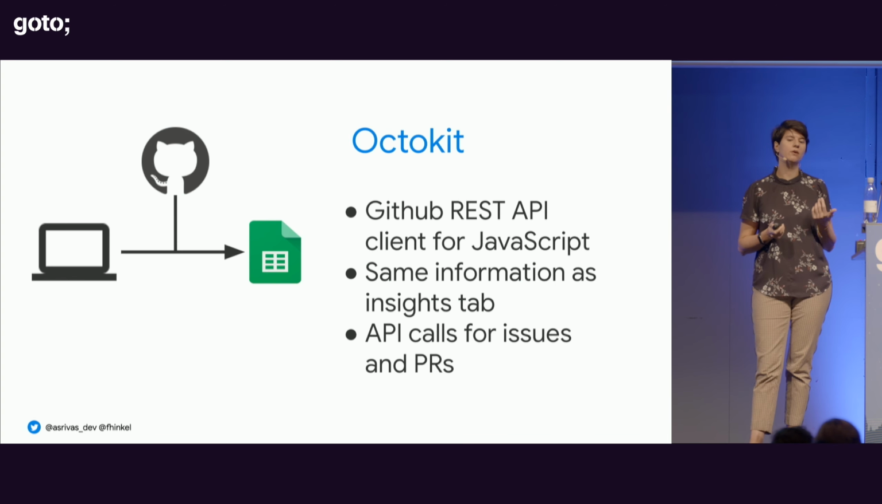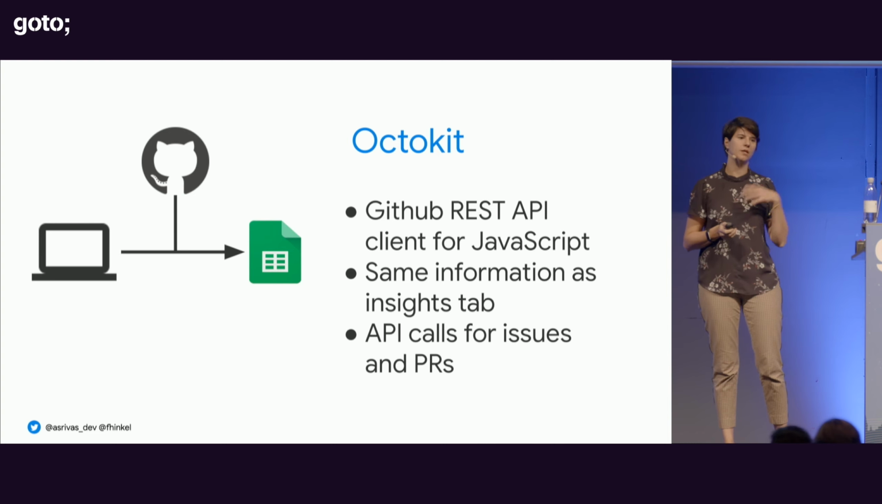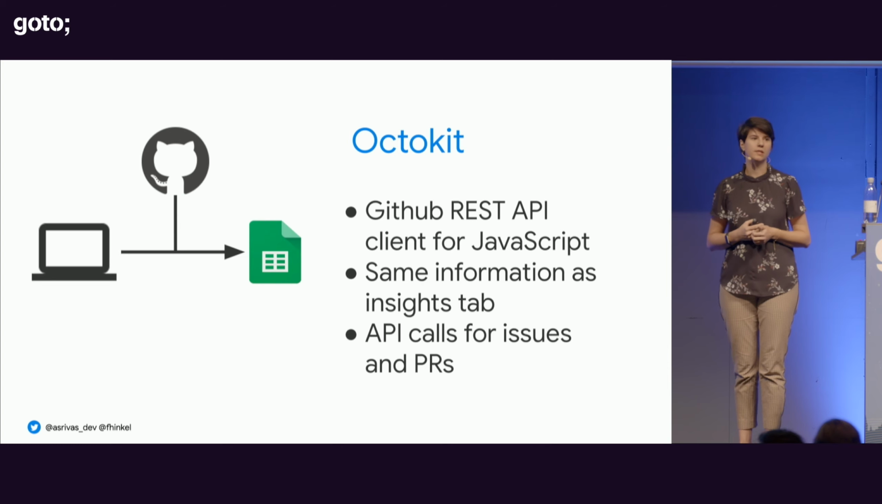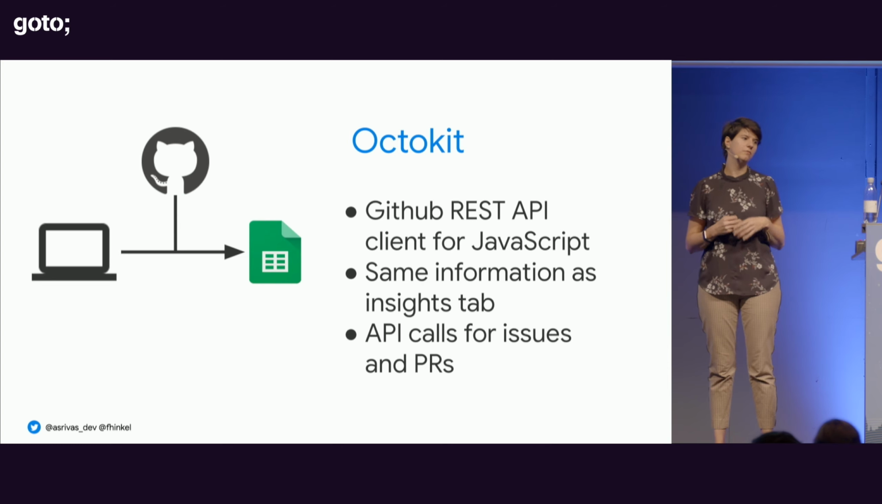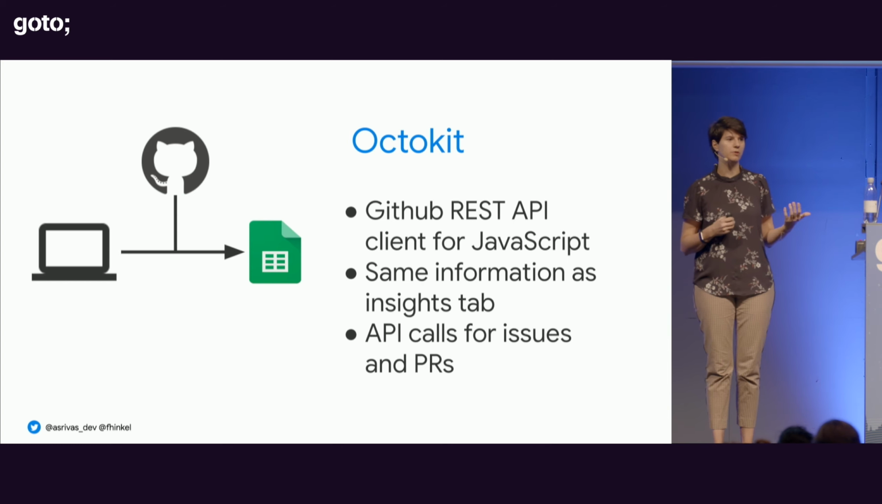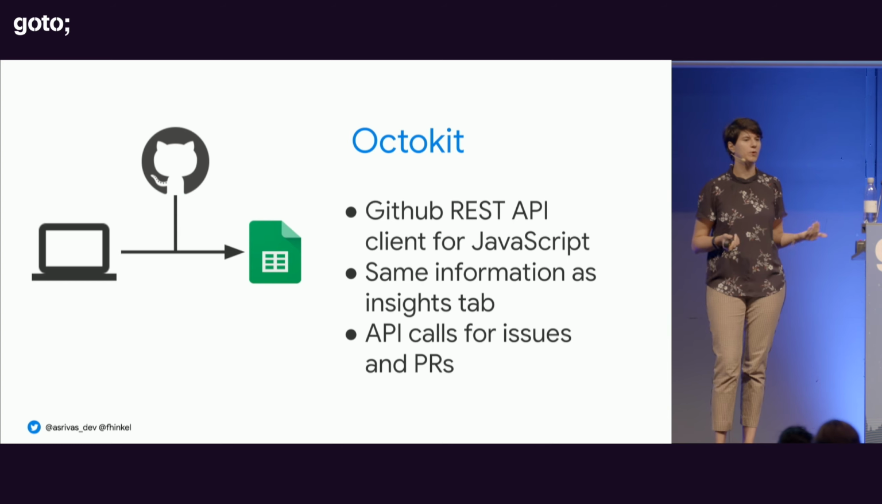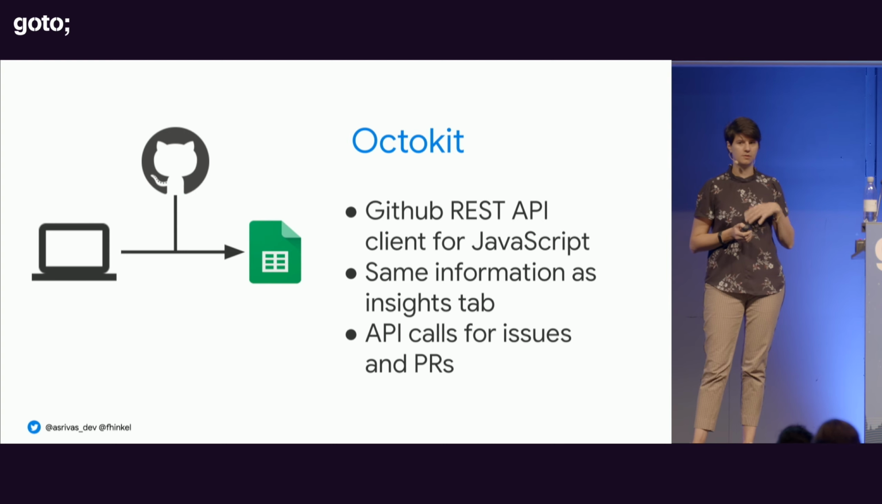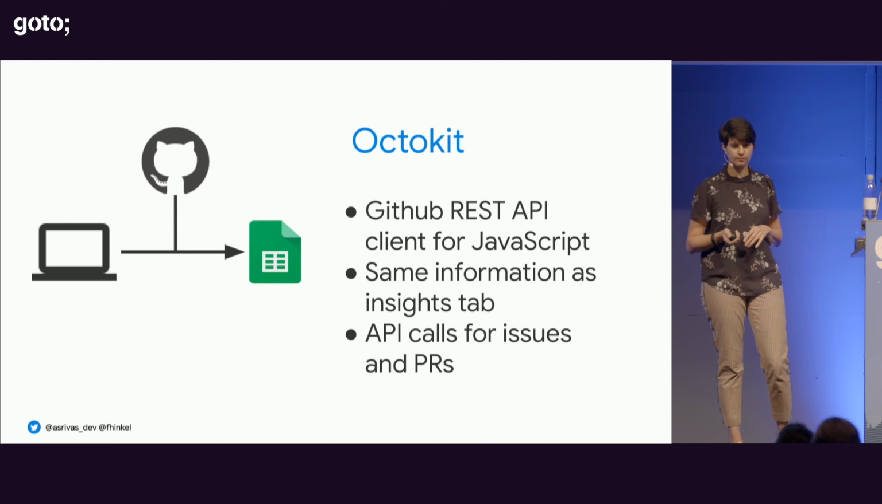Luckily, we can get all this data from GitHub, and we don't have to go to the browser and read off this data every day. We just use the GitHub REST API. They have a lovely client, OctoKit. When you work with JavaScript, it makes it super simple to get this data. It's straightforward API calls. So we write a little script that does these four API calls to get us the number of PRs and issues.